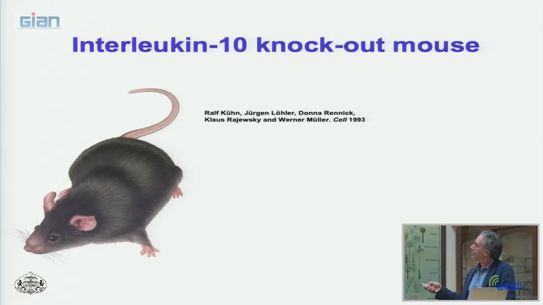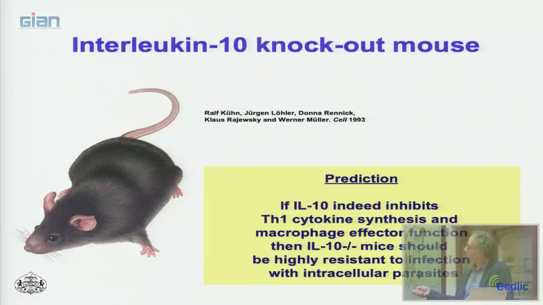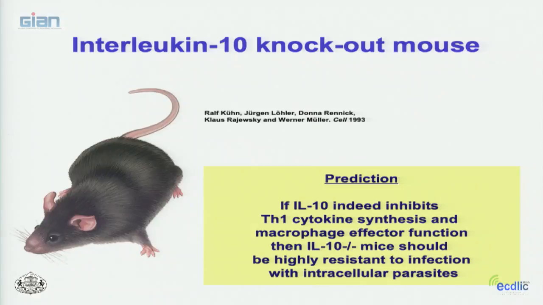So the key studies were done using an IL-10 knockout mouse. So this was in the 90s, when they were first generating knockout mice, and targeting various interleukins, and this was one of the first knockout mice for an interleukin that was targeted. And the prediction was, if IL-10 indeed inhibits TH1 cytokine synthesis and macrophage effector function, then IL-10 knockout mice should be highly resistant to infection with intracellular parasites.